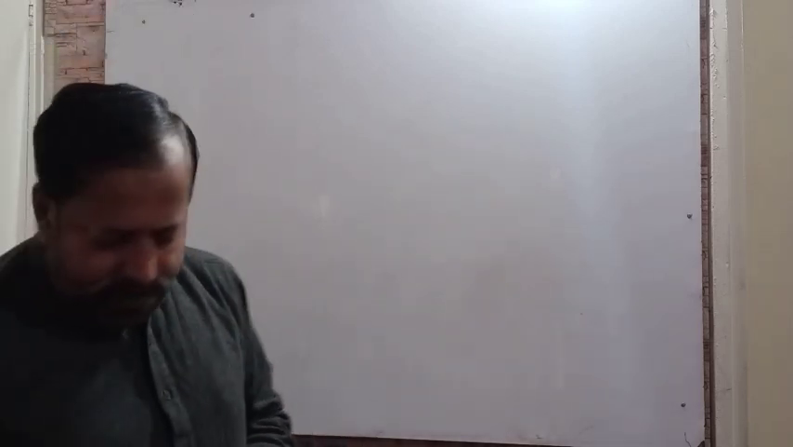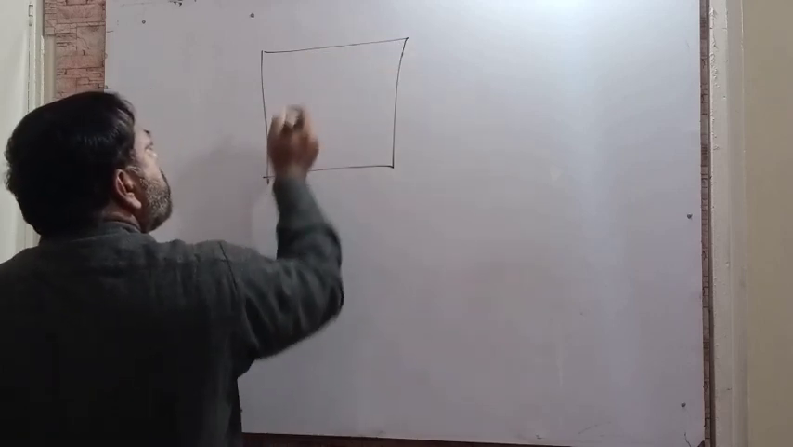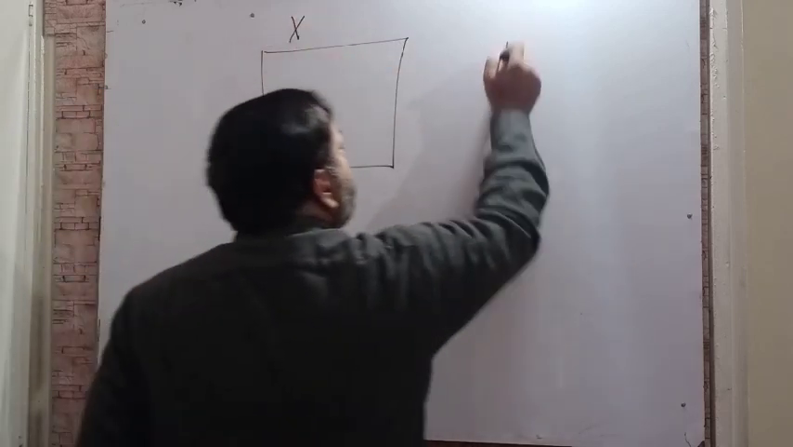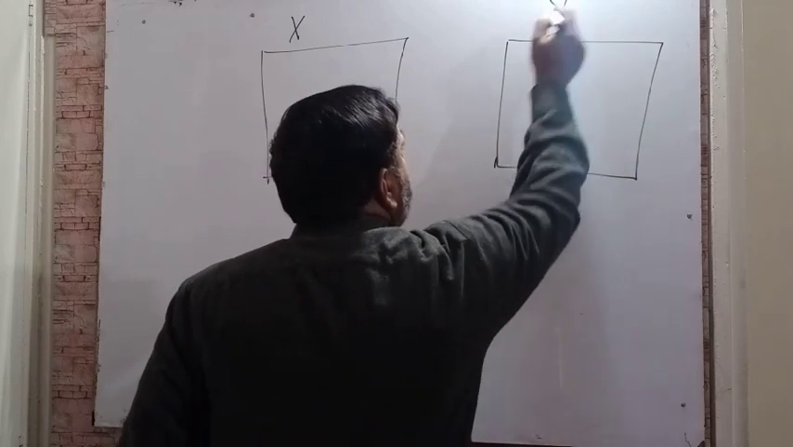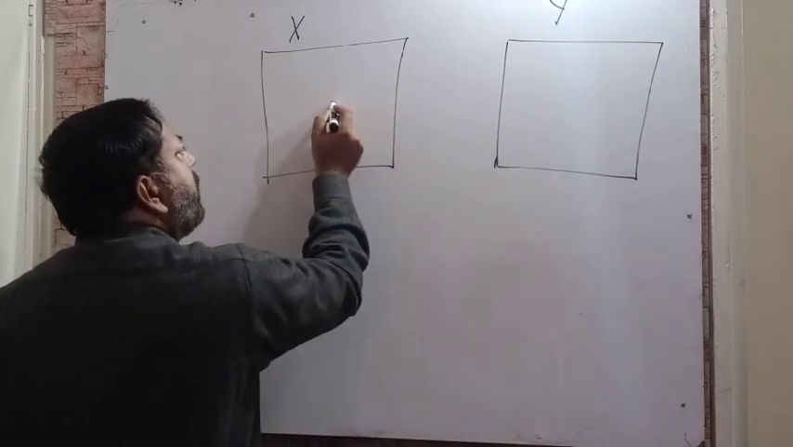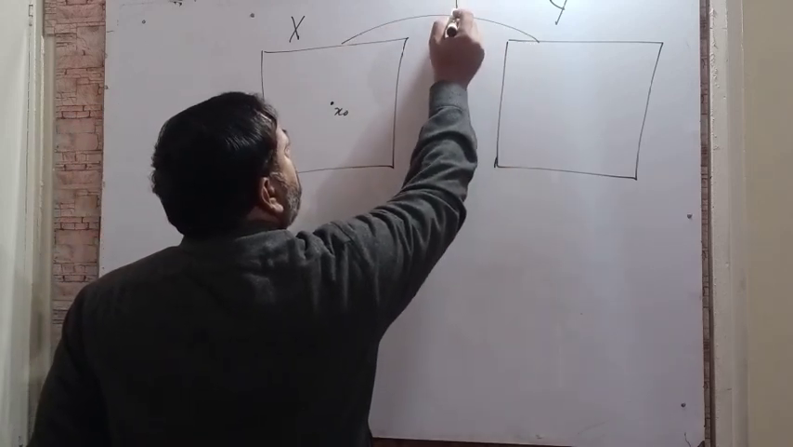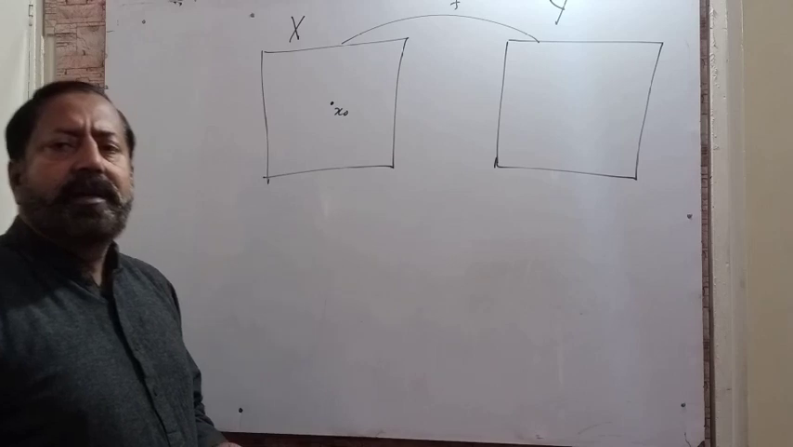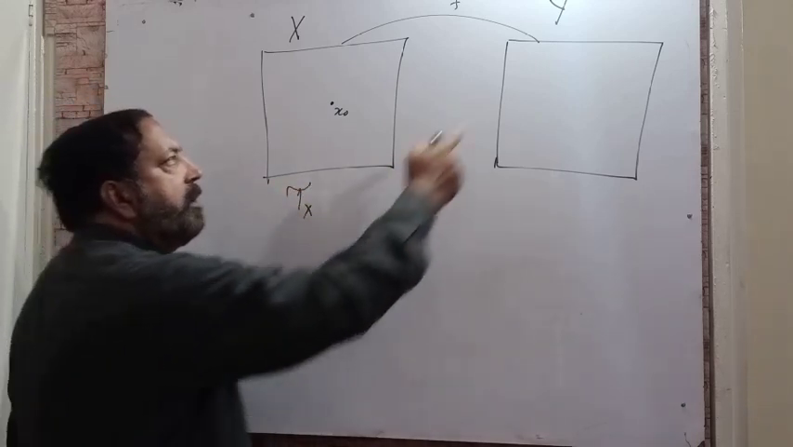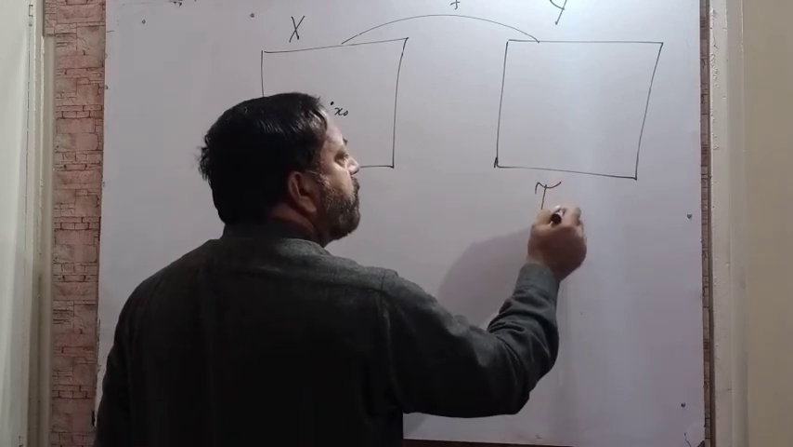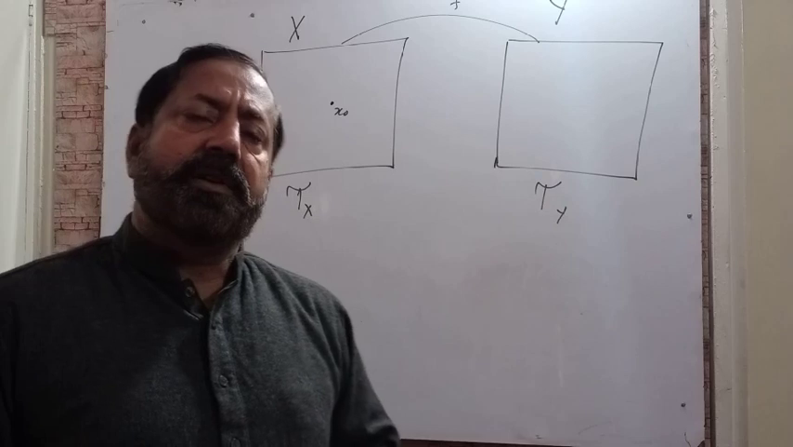So see, I write this another way. This is your first topological space, this is X, and this one is Y. You take a point x naught, you want to define a function from X to Y. Of course, on this set you have tau X as topology, on this set you have tau Y as topology, and we want to define continuity at a point x naught.